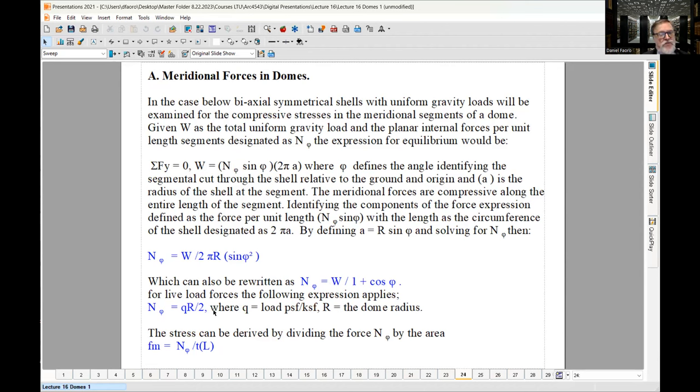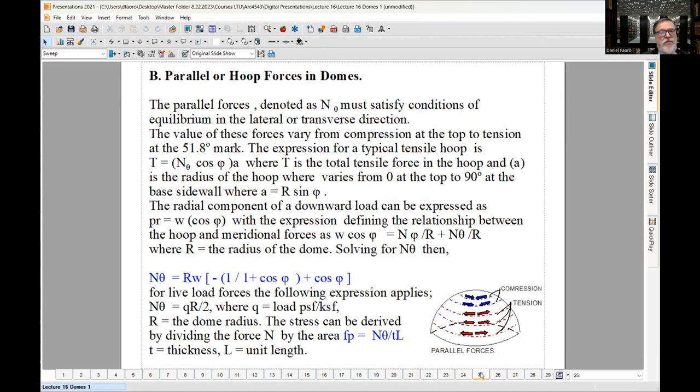And our load value is shown here, QR divided by 2 for N sub φ. Our values are PSF or KSF. And our stress can be found by dividing by the area, where the stress value F sub M is N sub φ divided by T times L. L is always 1 foot, because it's a 1 foot wide slice through the dome. It's the unit strip method you use for concrete. And T is the dome's thickness. So that's the unit piece that we're looking at for our stress.